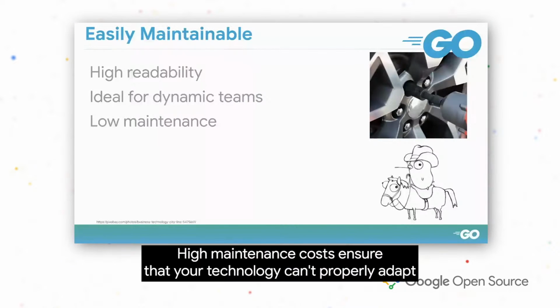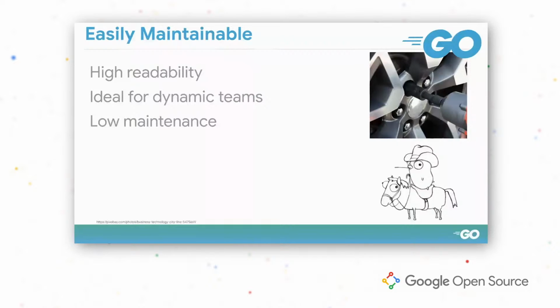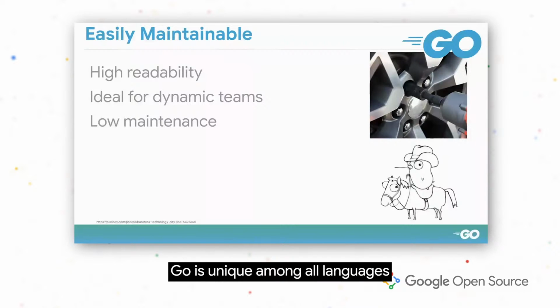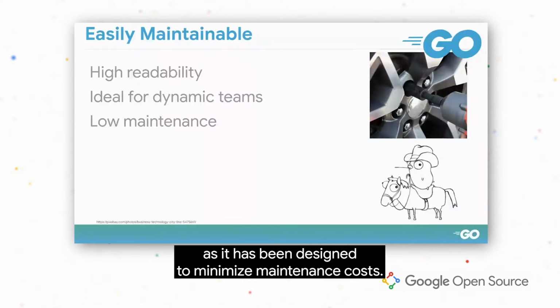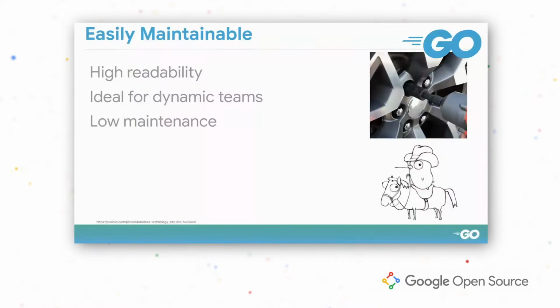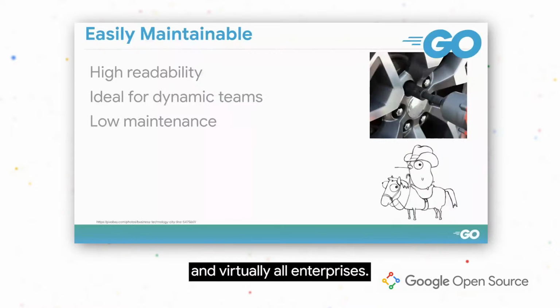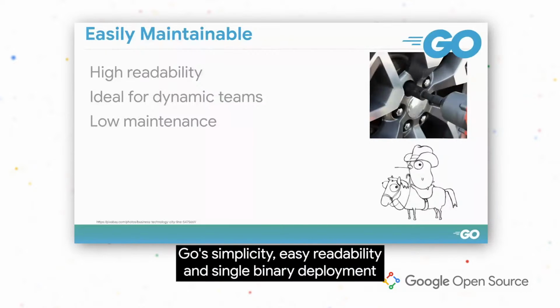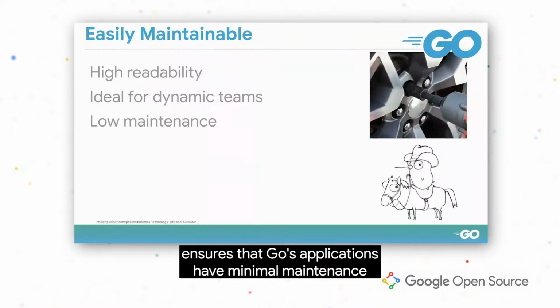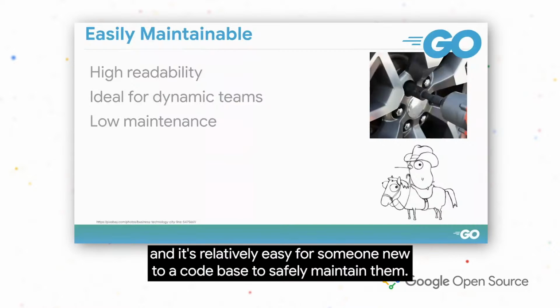High maintenance costs ensure that your technology can't properly adapt or support business needs. Go is unique among all languages as it has been designed to minimize maintenance costs. Rapidly evolving teams are common at Google and virtually all enterprises. Go's simplicity, easy readability, and single binary deployment ensures that Go applications have minimal maintenance and that it's relatively easy for someone new to a codebase to safely maintain it.